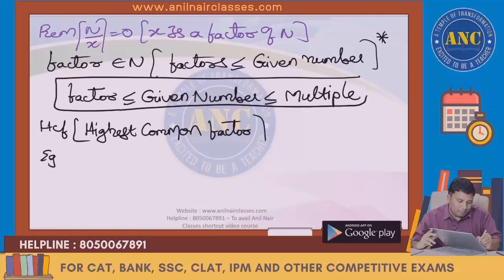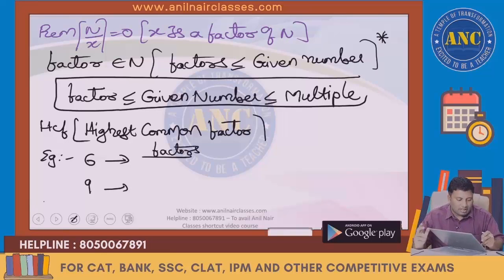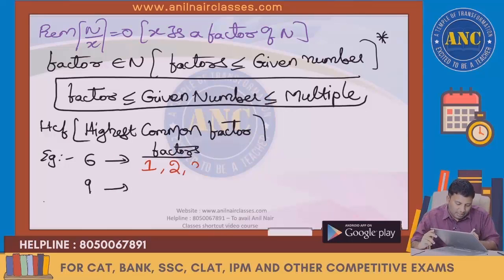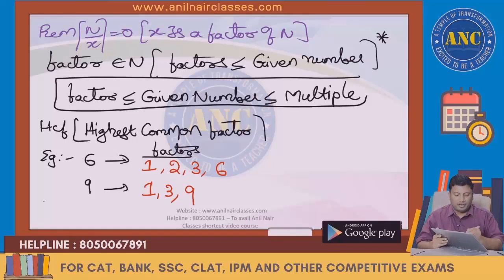Suppose, for example, 6 is there, 9 is there. Let us see all the factors of 6. 1 is a factor of 6, 2 is a factor of 6, 3 is a factor of 6, 6 is a factor of 6. For 9, 1 is a factor of 9, 3 is a factor of 9, 9 is also a factor of 9.